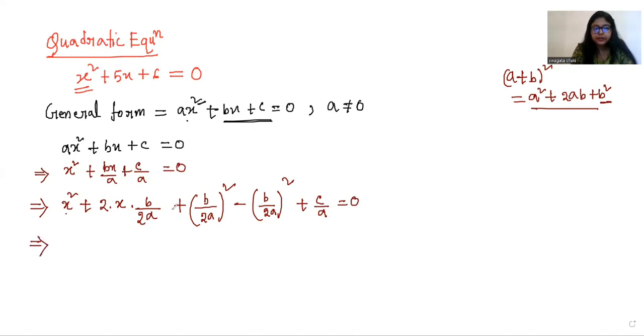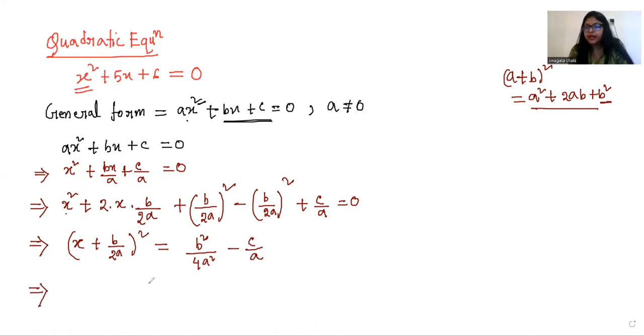Now these three terms are a plus b whole square. So we can write here x plus b by 2a whole square. Now if we take these two terms to the right hand side, it will be minus b by 2a whole square, so on the right hand side it will be plus b by 2a whole square, that is b square by 4a square, and minus c by a. Clear, everyone?